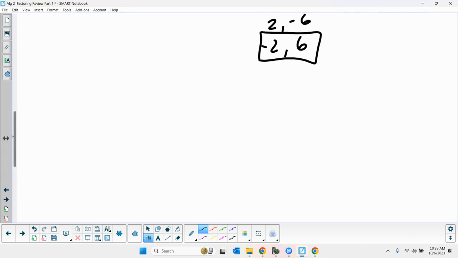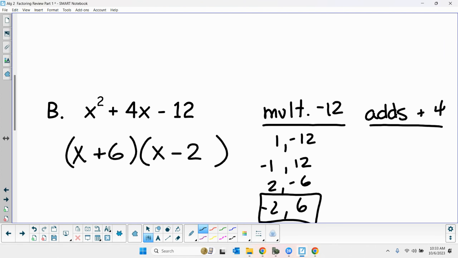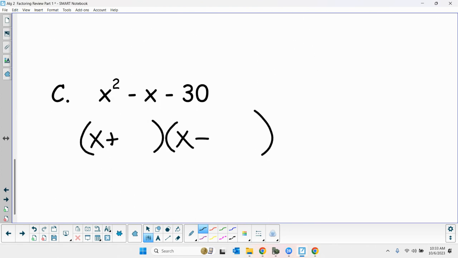So when it's positive, like this 56, they're both whatever's in front of the 15. But when C is negative, we're always going to have 1 plus and 1 minus. So since this 30 is negative, we've got 1 plus and 1 minus. Noah: negative 6 plus 5. Right, so the 5 is the positive, the 6 is the negative, because when I add negative 6 plus 5, I get negative 1.